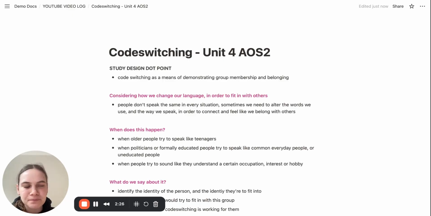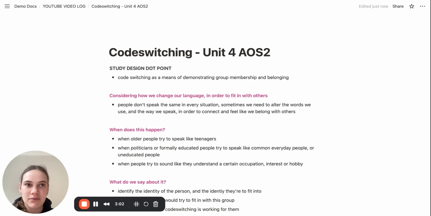If you think about it, in your daily life you will change your language depending on where you are and who you're with. I'm sure this is a concept everyone's familiar with: if I am at uni, I'm going to change my language compared to when I'm with my family at home, or compared to if I was going to speak at Parliament. I would be changing my language to fit that circumstance and to fit the people around me. That's how I would code switch in those situations.